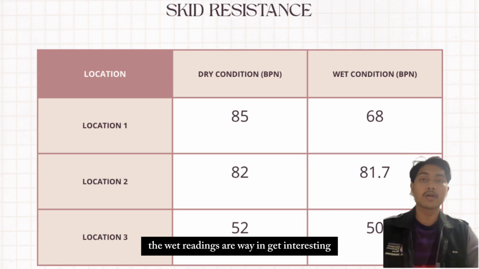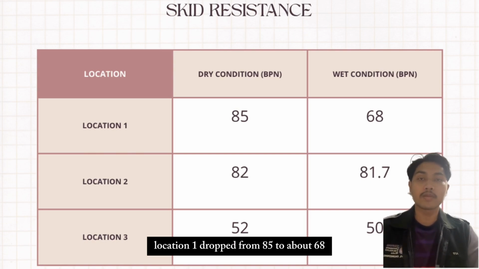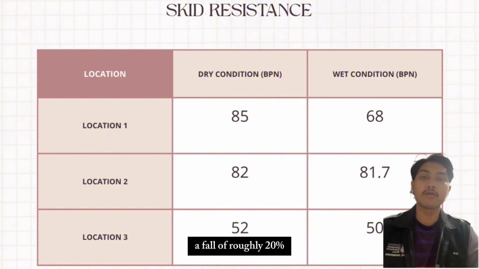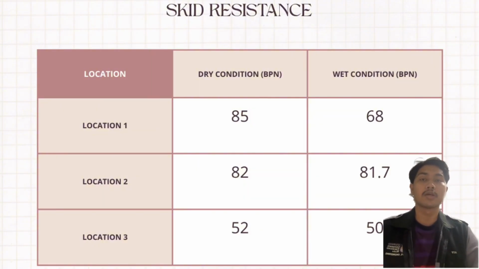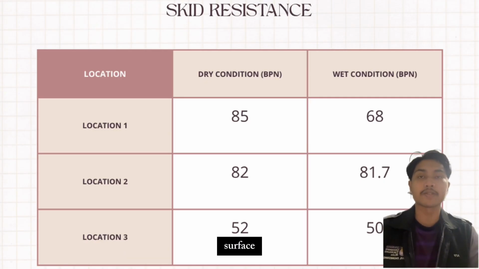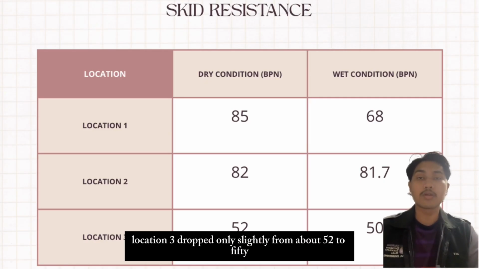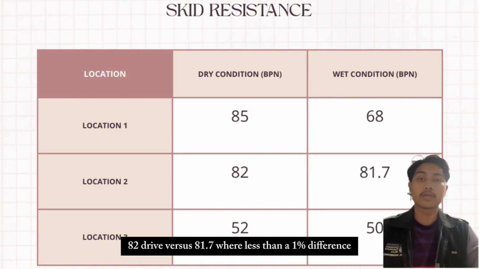The wet readings are where it gets interesting. Location 1 dropped from 85 to about 68, a fall of roughly 20%, which is the kind of friction loss we expect when water gets between the tire and the road surface. Location 3 dropped only slightly from about 52 to 50, but location 2 barely changed at all: 82 dry versus 81.7 wet, less than a 1% difference.